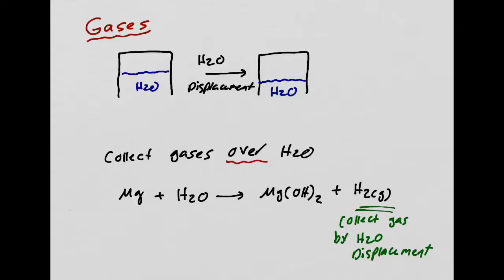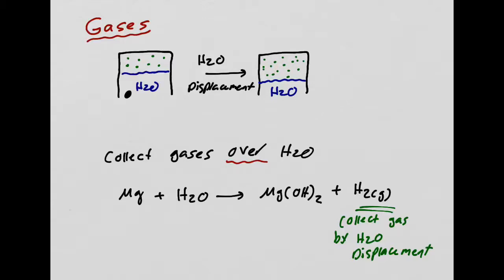Now check this out, okay? Over here, I have water and I'm going to have magnesium in here also. So this reaction is happening. As this reaction is happening, H2 is produced. Because H2 is insoluble in water, I'm going to have H2 gas here. Over time, as more and more H2 is produced, it's going to do water displacement.